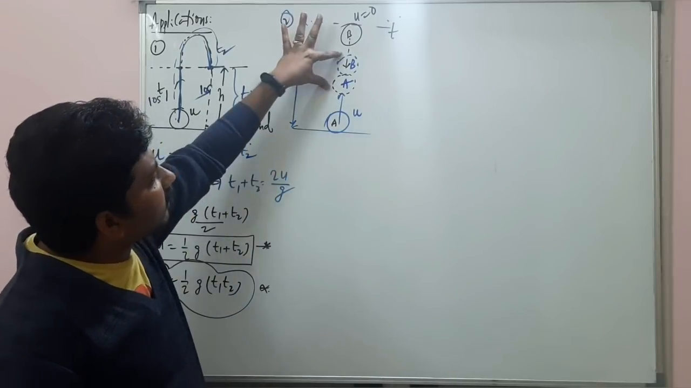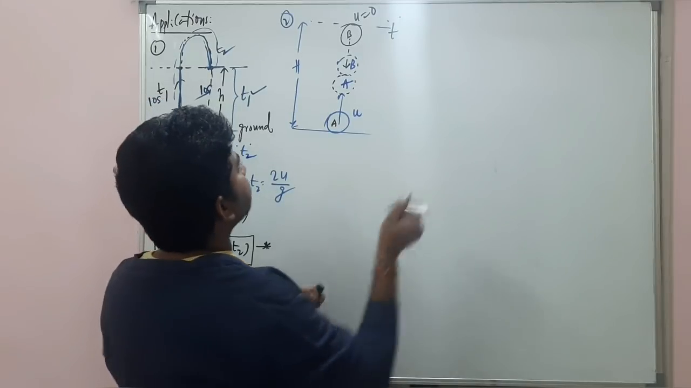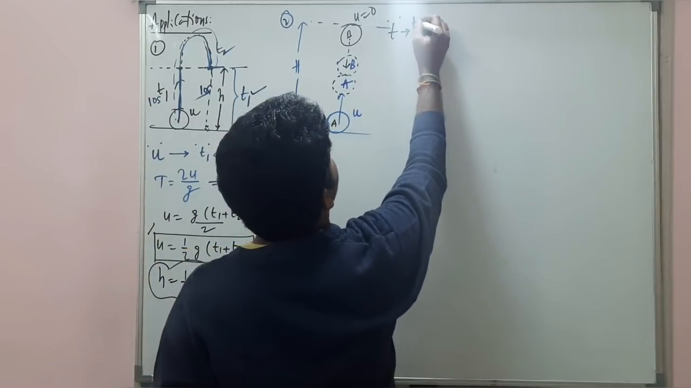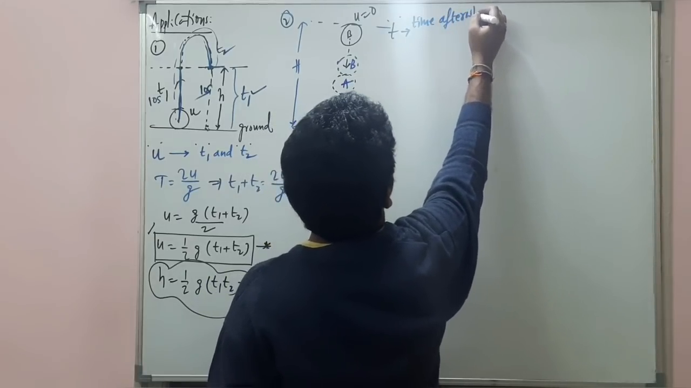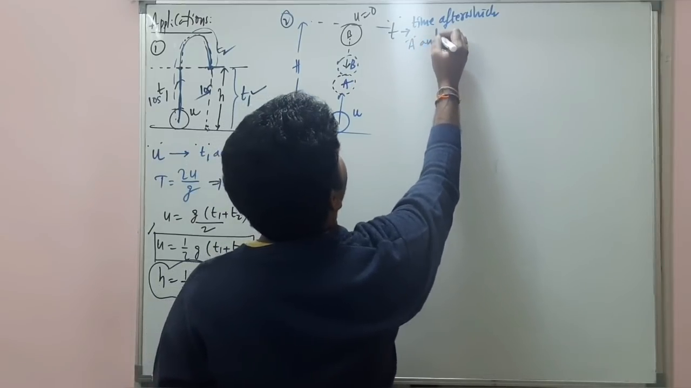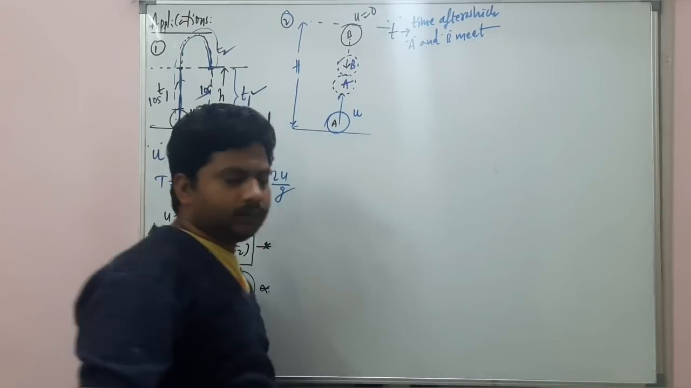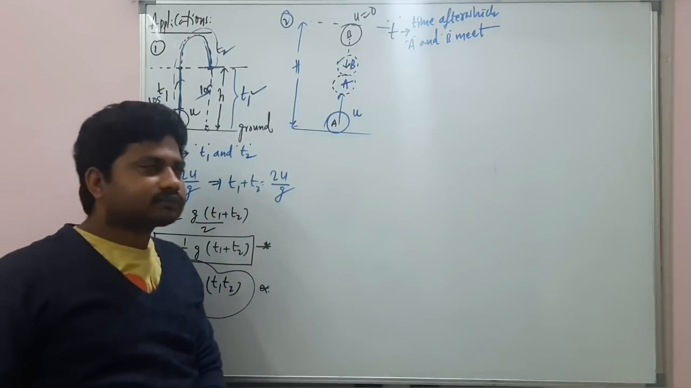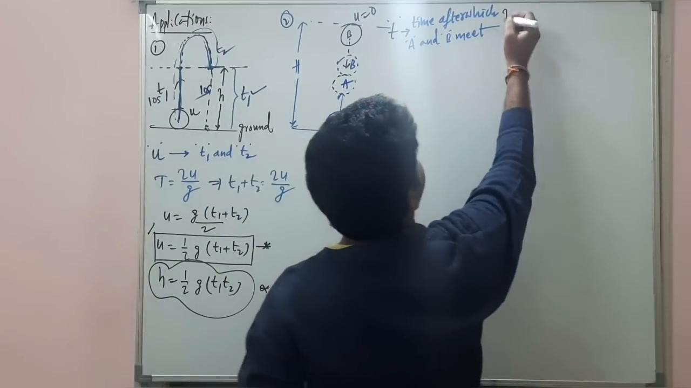So these two bodies will meet each other after some time t. Let me write here: after some time t, after which A and B meet. Okay. So we are going to find that. Let's find the time after which they meet each other.